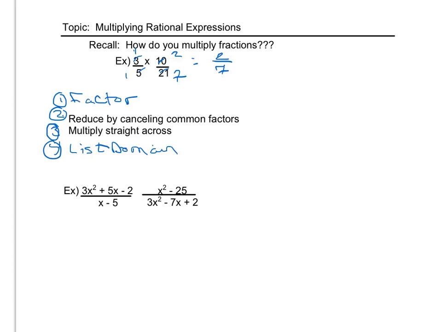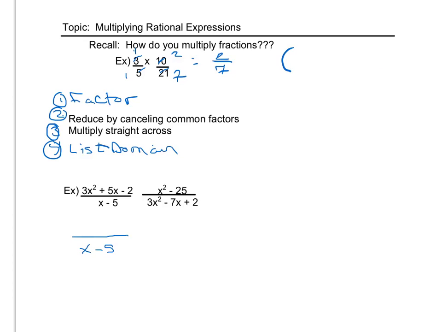So looking at the first example, the first thing I'm going to do is factor. On my first fraction, x minus 5 has no common factors, and it's just a binomial, and it's not perfect square minus perfect square, so that's not factorable, so I'm going to go ahead and rewrite it. 3x squared plus 5x minus 2. I'm going to go ahead and guess and check, so I'm going to use some room up here to do my guessing and checking.